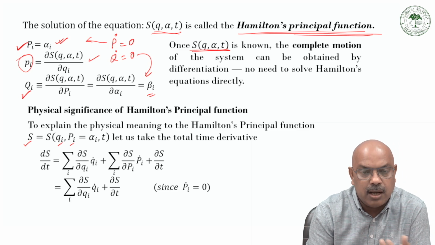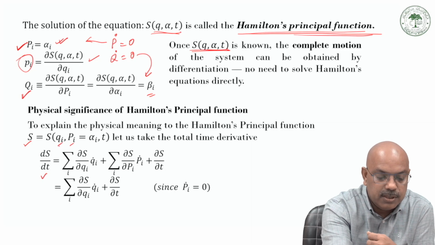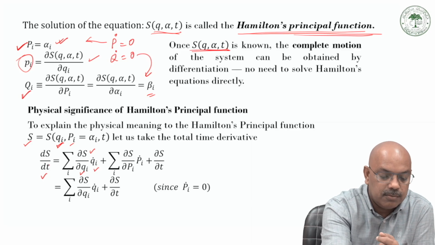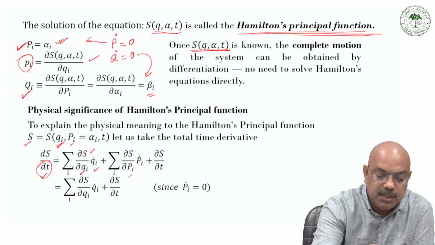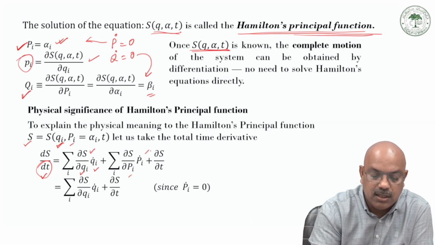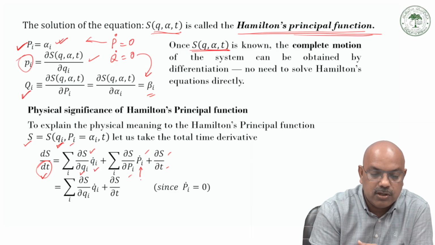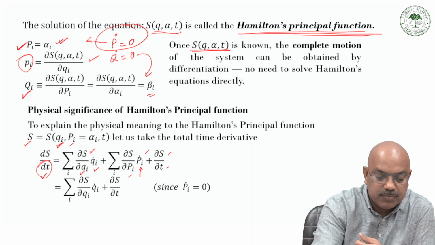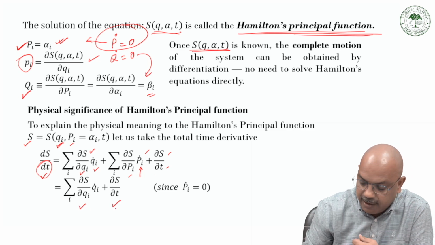If you take the total time derivative of this function, dS by dt, because this depends upon q, so dS with respect to q, and then dq by dt, and this is going to be q dot, because I'm differentiating with respect to t, and then it depends upon p, then dp by dt, that is p dot, and this is dS by dt. But this term is going to be 0, because we demand in the Hamilton-Jacobi theorem that p dot is 0. So we have the first term and the last term surviving. So this is what we have.